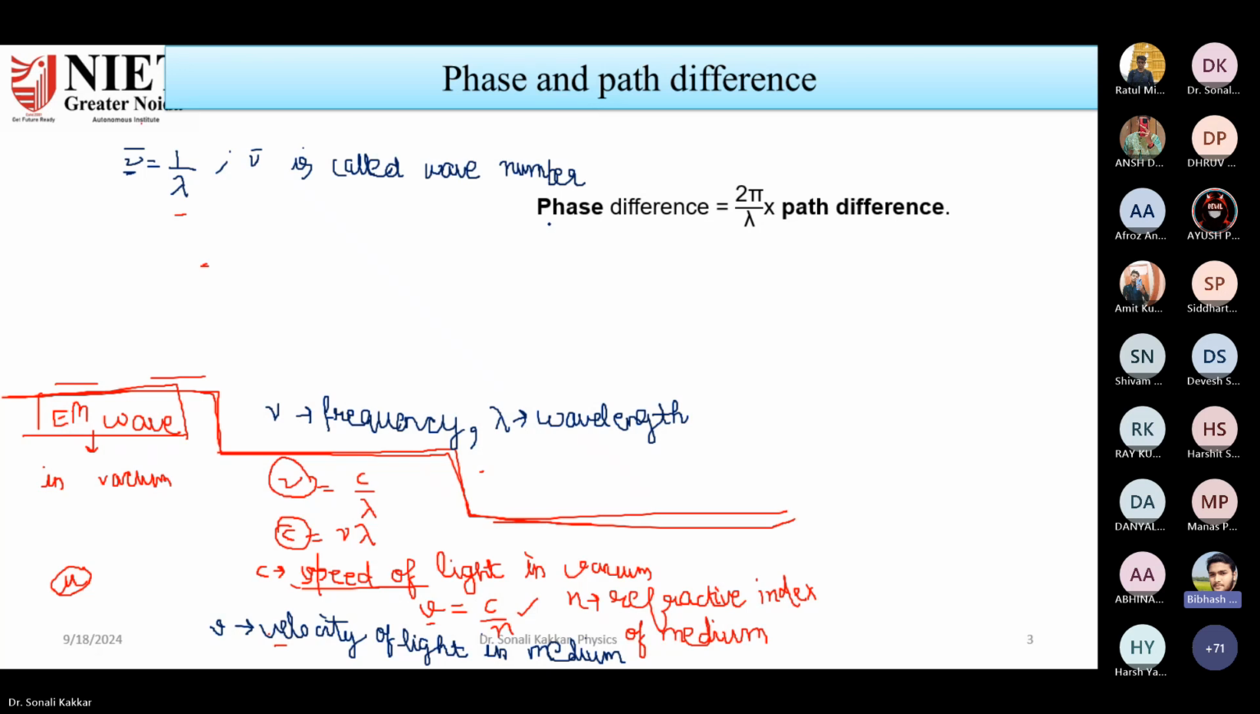Ma'am, can we say frequency is inversely proportional to wavelength? Sorry, frequency is inversely proportional to lambda, yes.